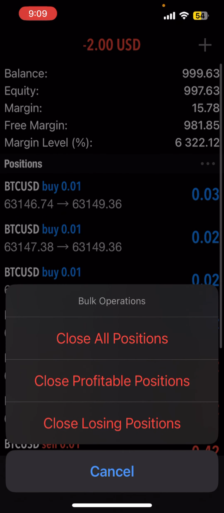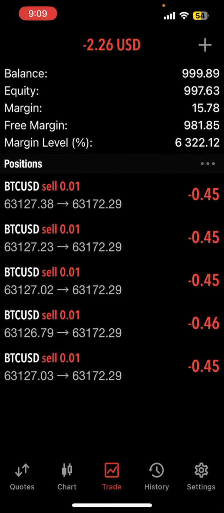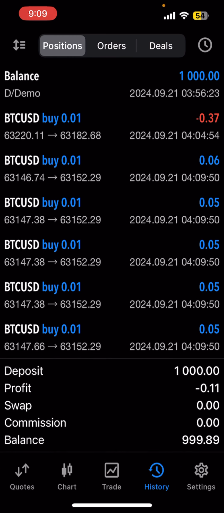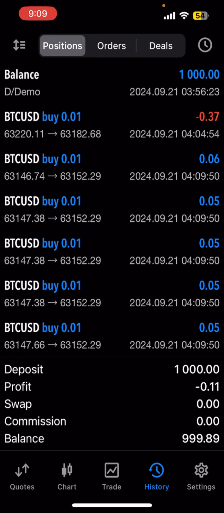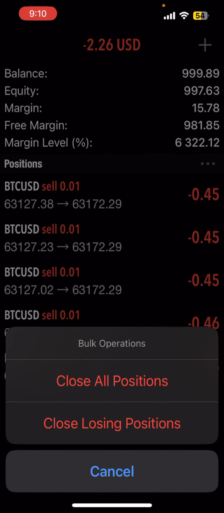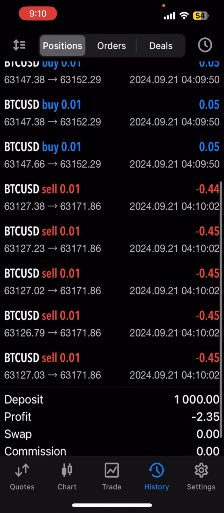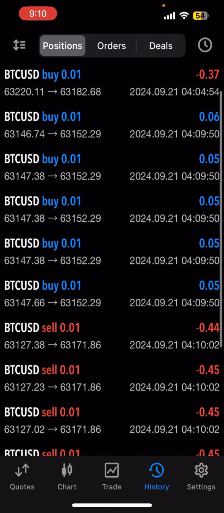So click the 3 dotted lines, and like we said, let's close all profitable positions. You just close it. So all the ones in blue are gone. You could earn a couple of cents here, whatever, in blue. And then if you come back now, we could close all losing positions, and then you will see the ones in red. You come out with a loss or whatever, right?